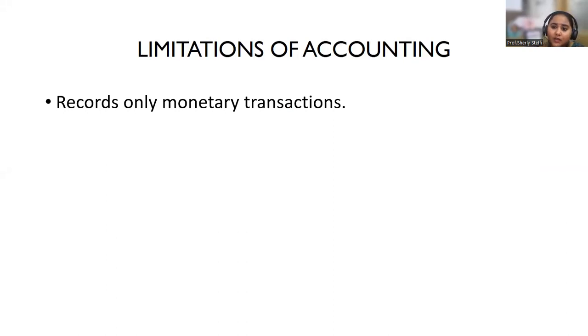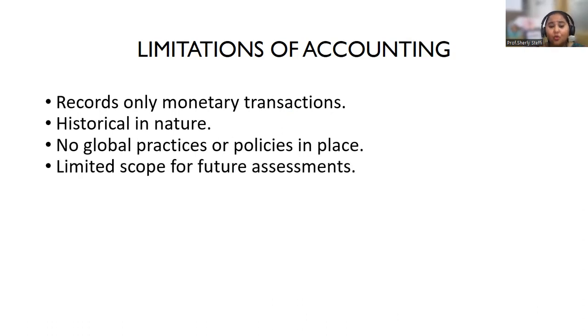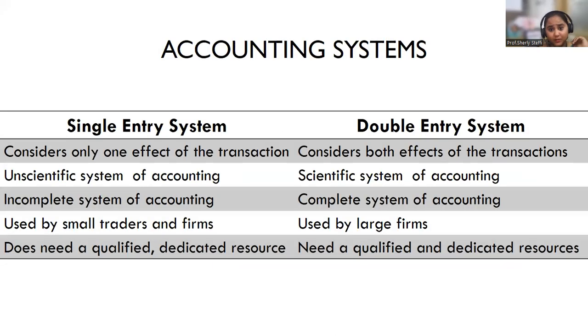Next, we're going to look into what the limitations of accounting are. It records only monetary transactions. It's historical in nature. No global practices or policies in place. Limited scope for future assessment. It requires a qualified professional. Again, there are two types of accounting systems. We have the single entry system and the double entry system.